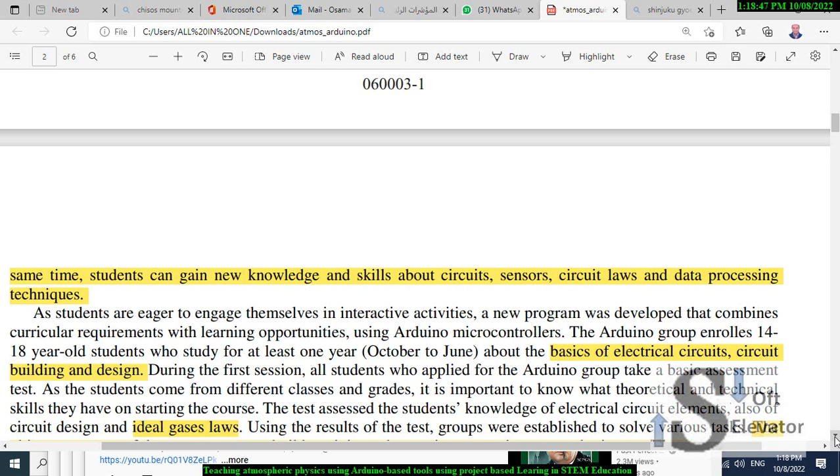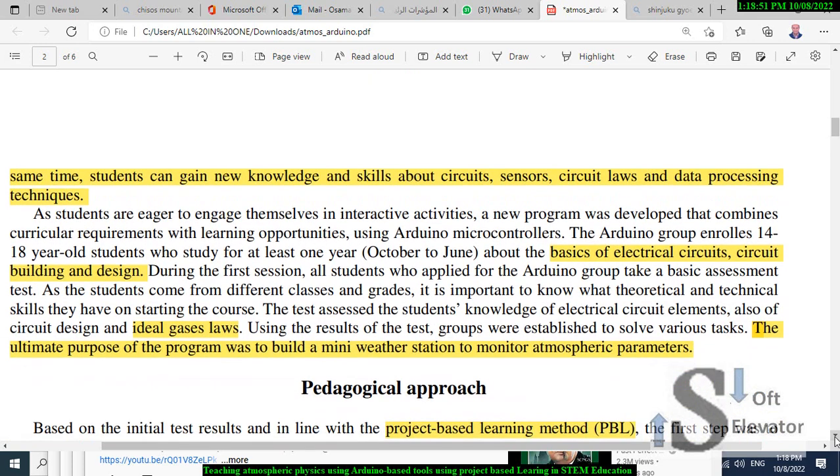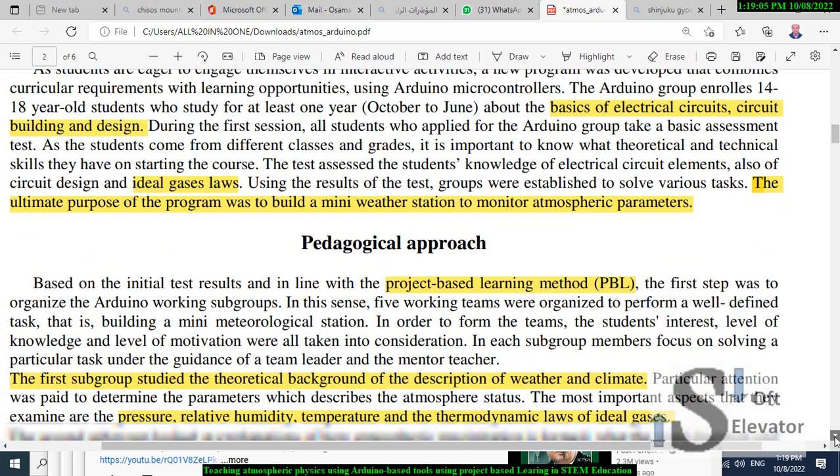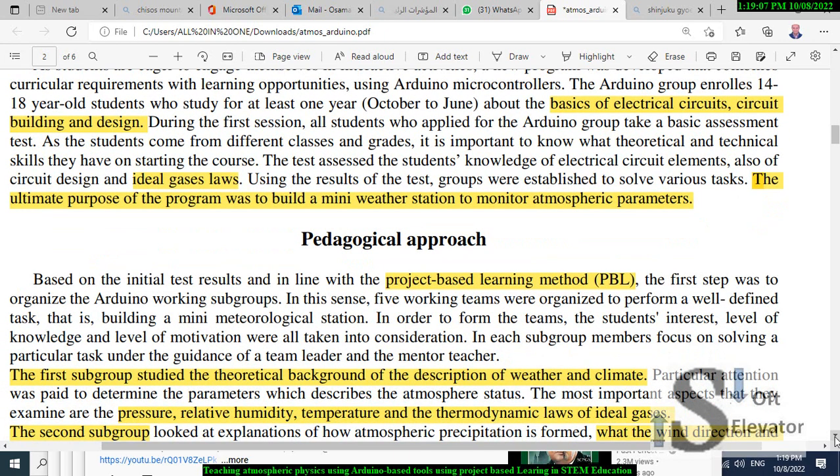Basics of electrical circuit building and design. They can learn about ideal gas laws. The ultimate purpose of this program was to build a mini weather station to monitor atmospheric parameters. Pedagogical approach: project-based learning method and problem-based learning method.